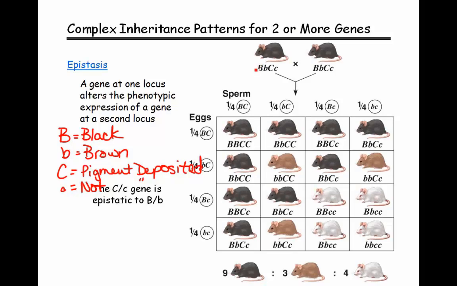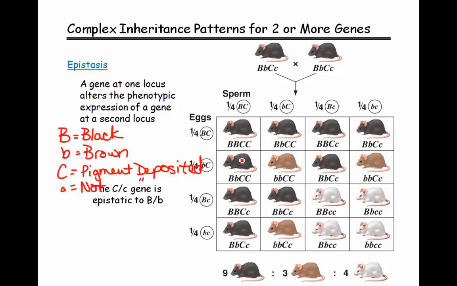Notice that both of them have a capital B, which codes for black, and they both have a capital C, which means that the color is going to get deposited in the hair. So they look black. If we look at all of the boxes in this Punnett square, notice that for any of the black mice, they have at least one capital B, and they have at least one capital C, which says, yes, the pigment gets deposited in the hair, and now we see that they are black.